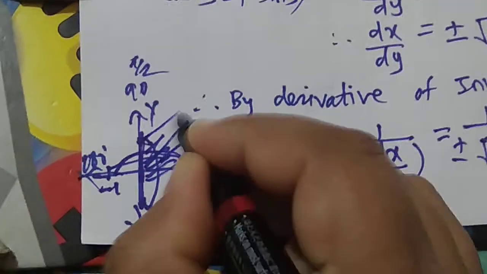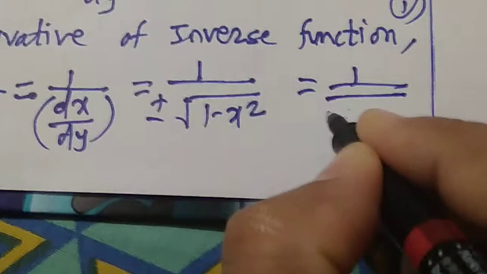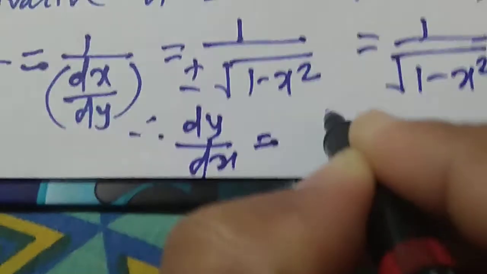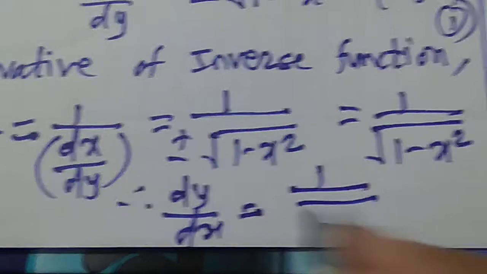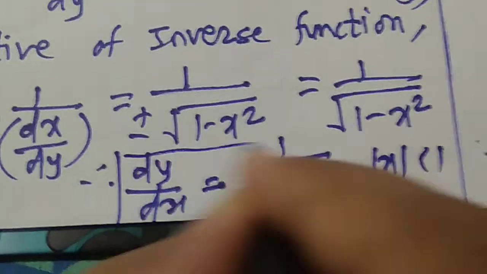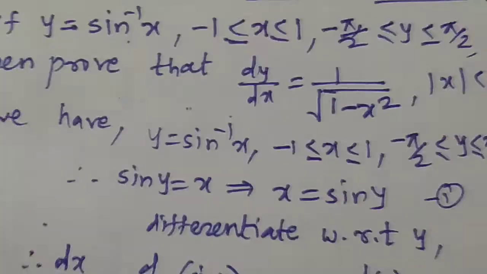It means that x and y both lie in the first quadrant, and therefore the derivative is positive, and therefore here we have to take 1 upon root 1 minus x square. And therefore we got the derivative dy by dx is equal to 1 upon root 1 minus x square, where modulus of x is less than 1, which is the derivative of the given function y is equal to sine inverse of x.